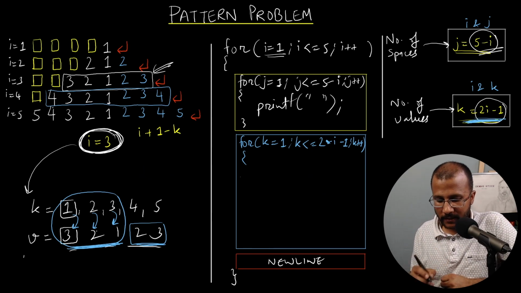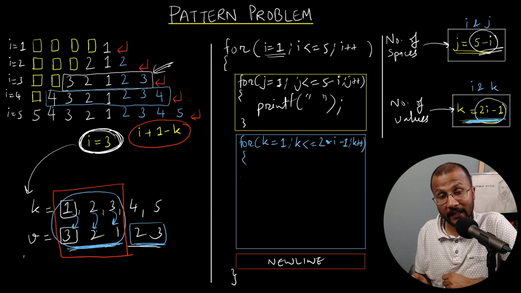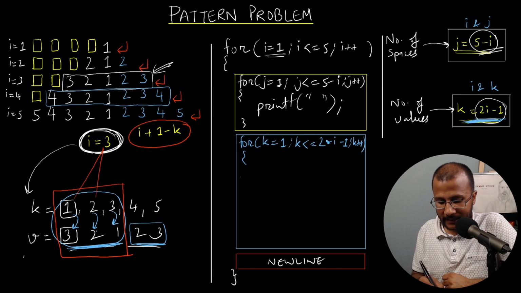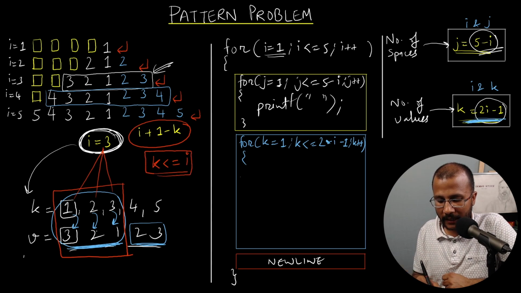So what I can conclude is the value to be printed is i plus 1 minus k only for these 3 values, only for the values of k which are 1, 2 and 3. It is only applicable for this red area, not for the right hand side. This is true only whenever k is less than or equal to 3. See, in all these cases, the k value is less than or equal to 3. So whenever k is less than or equal to 3, that is i here, 3 is nothing but i, I actually print this pattern, that is i plus 1 minus k.